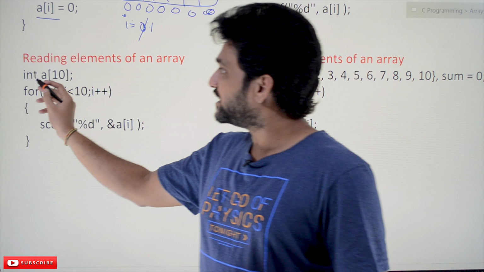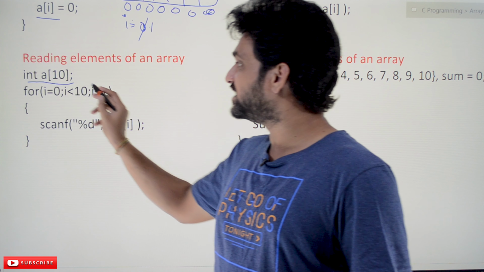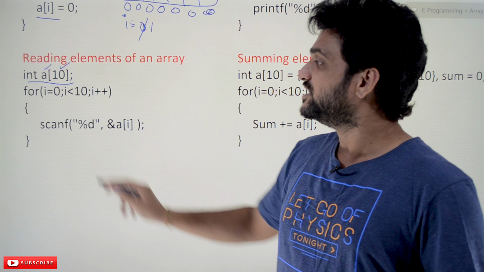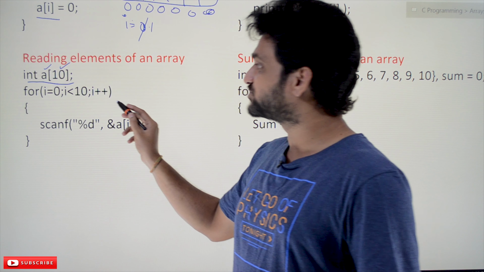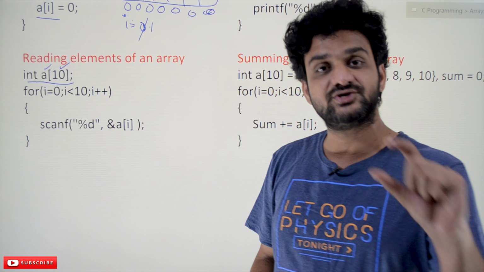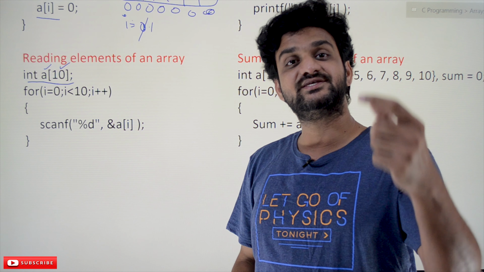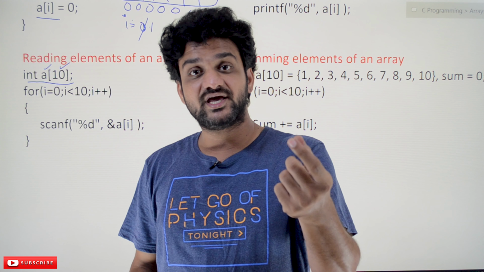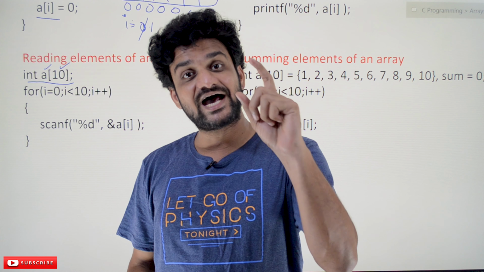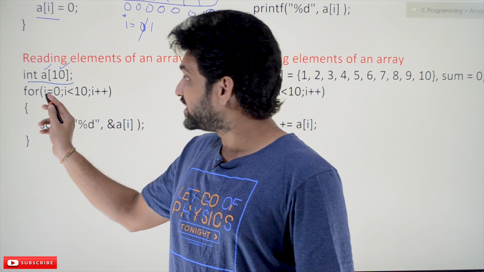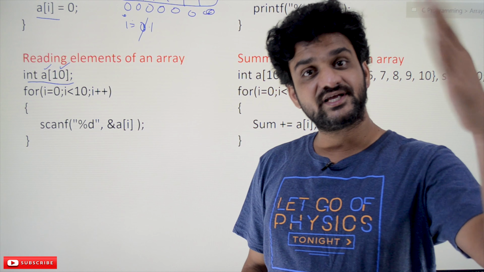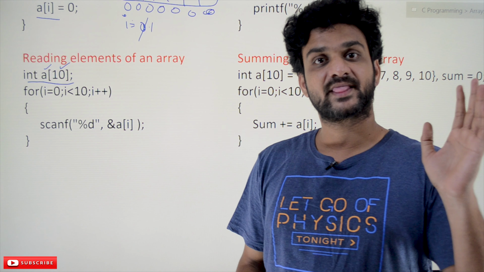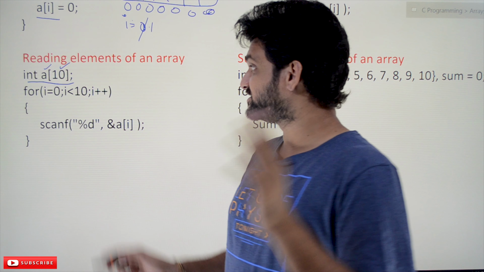See here, an array has been declared, its name is A, and there are 10 values. This for loop is going to iterate 10 times starting from 0. Why have we taken I equal to 0? That is very important to understand, because the index of the elements of the array starts from 0. If you take I equal to 1, the first box of the array will be eliminated forever.